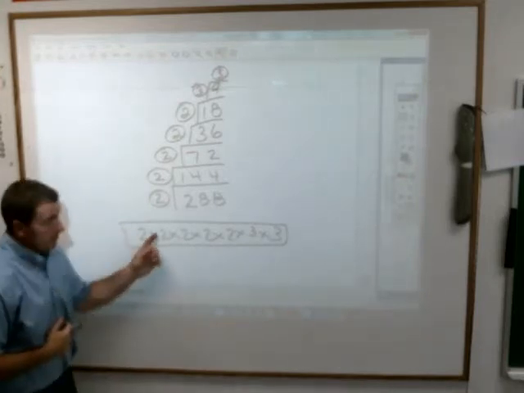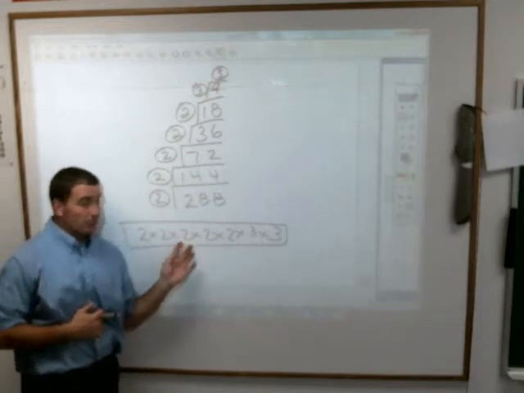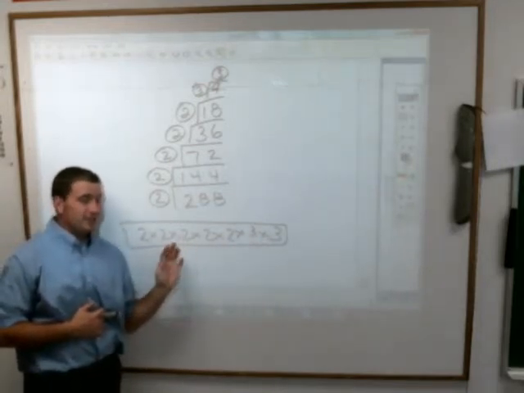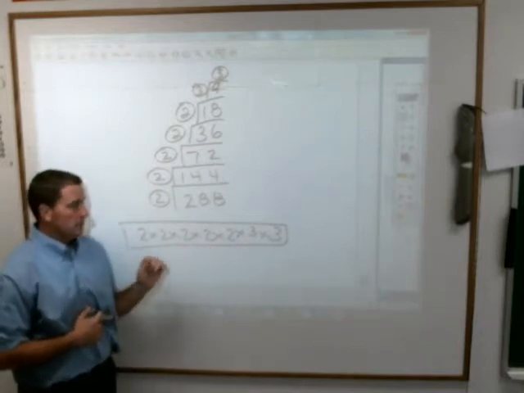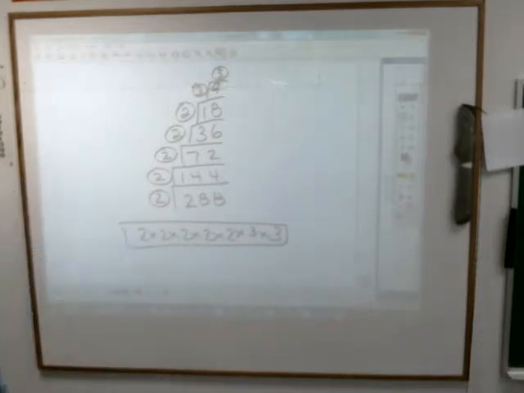If you come up with a number here that's not a prime number, let's say I got 4, you didn't do it right because you can't have a 4 in your answer. It has to be all prime factors. Every one of them has to be prime.